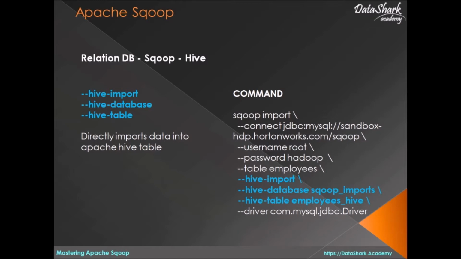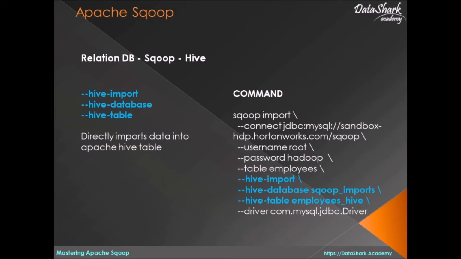In previous lessons, we learned how to import relational data into Hadoop files using Sqoop. Sqoop also supports importing data directly into a Hive table. For this, Sqoop provides three directives. First one is Hive import, which means that this is a Hive import. Instead of target directory on the Hadoop, this will indicate that we are importing the data into Hive.